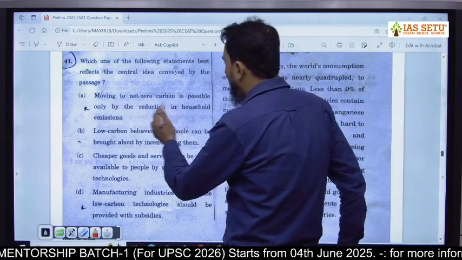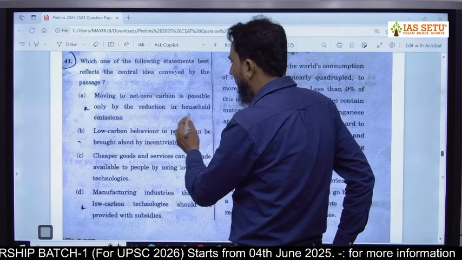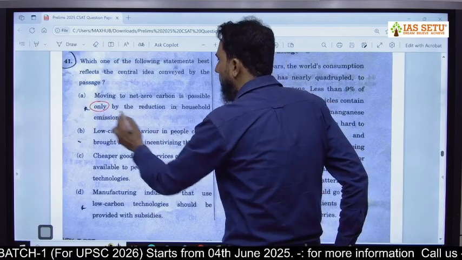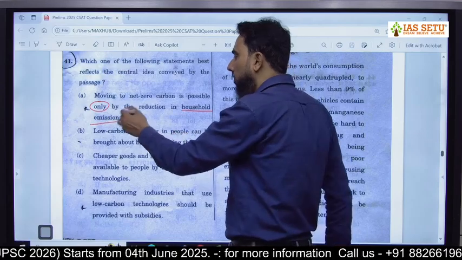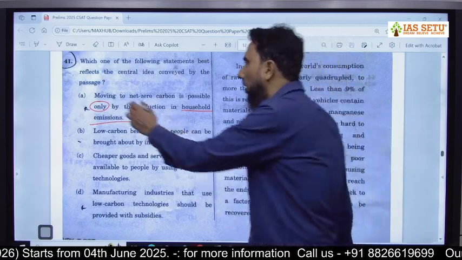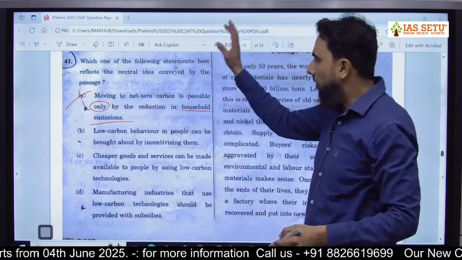Moving to net zero carbon is possible only by the reduction in household emissions. Only by this? Just the household emission is mentioned, but that does not mean that only by this, and there's no industrial emission or something. So A is out. We don't have the data support.